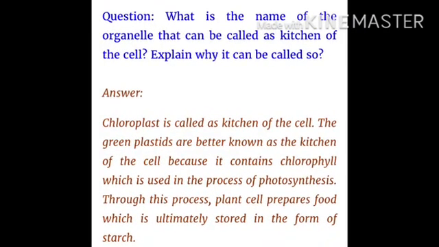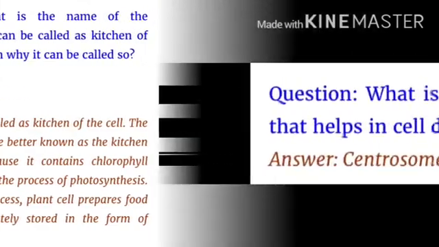Now some questions. What is the name of the organelle that can be called the kitchen of the cell? Explain why it can be called so. Chloroplast is called the kitchen of the cell. The green plastids are better known as the kitchen of the cell because they contain chlorophyll, which is used in the process of photosynthesis. Through this process, plant cells prepare food which is ultimately stored in the form of starch.